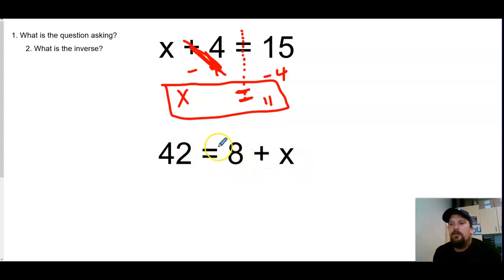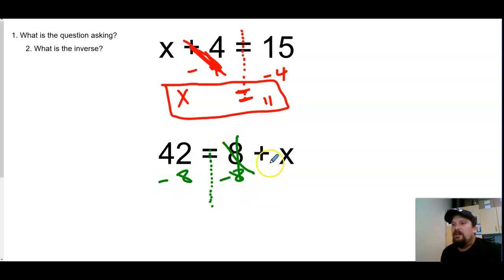This is saying 42 equals 8 plus what number? We need to know what number plus 8 equals 42. Maybe in your mind you can already answer that, but let's go ahead and show our work. Once again, let's build a little separation here. Our number is 8. What is the inverse, or the opposite, of 8? That would be negative 8. So we're going to minus 8 here and minus 8 here.